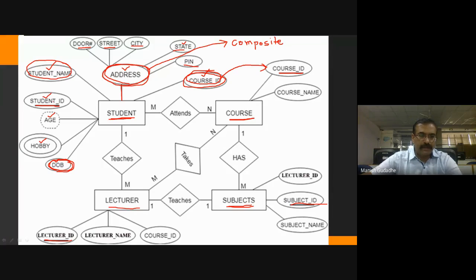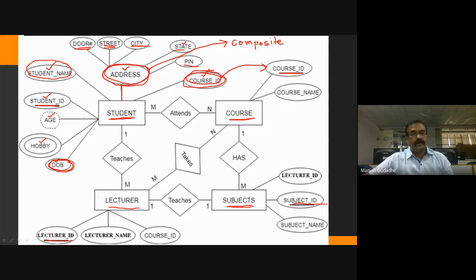Student is a primary attribute. Student name, DOB, course ID are the other attributes, normal single valued attributes, whereas address is a composite attribute, which is not directly having its own value, but is taking values from the other sub attributes it has. These are the sub attributes it has, and it is amalgamated, brought together to form the whole address. Okay, so this is called a composite attribute.